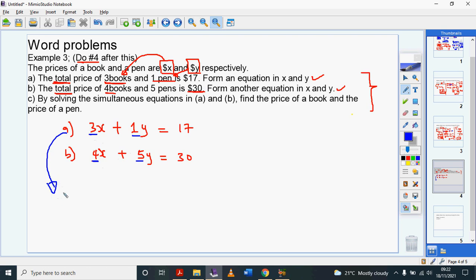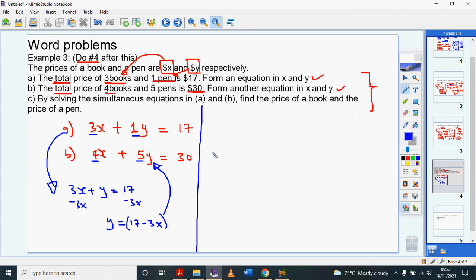So I'll look at this one. The smallest coefficient is 1: 3x plus 1y is equal to 17. So I'll just subtract 3x from both sides to make y the subject. So my y is equal to 17 minus 3x. Since that is your y, you're going to take that y and substitute it in this expression. That expression says 4x plus 5y is equal to 30. I'm going to substitute for y. According to my expression, y is 17 minus 3x, so 4x plus 5 times 17 minus 3x is equal to 30.